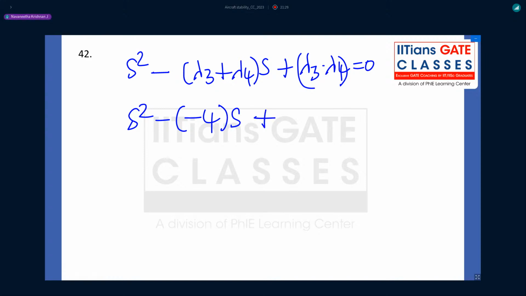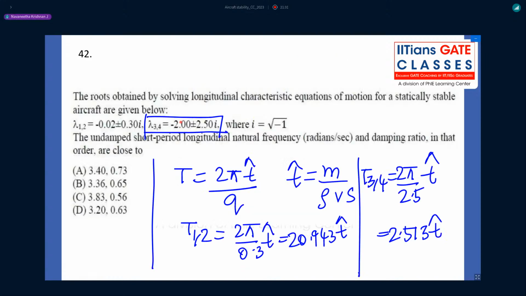Plus lambda 3 into lambda 4, which is minus 2.2 plus... so lambda 3 is nothing but minus 2 plus 2.5y. Lambda 4 is nothing but minus 2 minus 2.5y. It is a plus b into a minus b, so we can write a square minus b square.